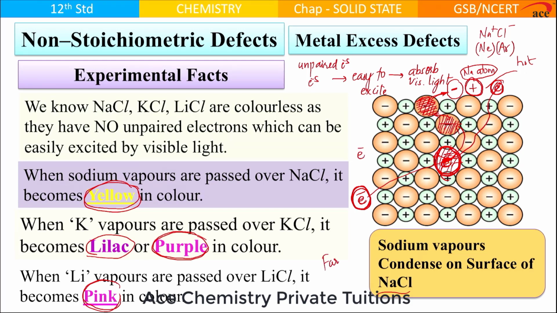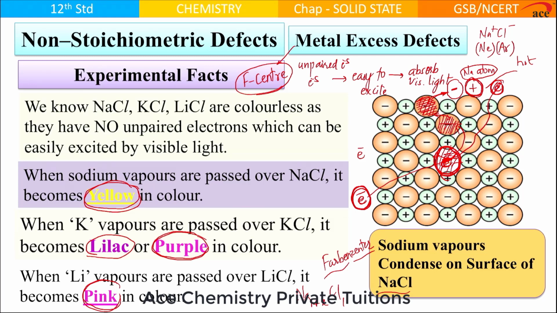So in German language it is called Farben-Center. Farben means color, center means center, center for color. So this type of metal excess defect is responsible for color and therefore popularly called F-center defects. In this, can I say sodium ions and chloride ions which were in the ratio of 1:1 will not remain as 1:1, there will be extra sodium ions. In diagram we had shown only one sodium atom, but in real practice there will be many such sodium atoms condensing at different places of sodium chloride.